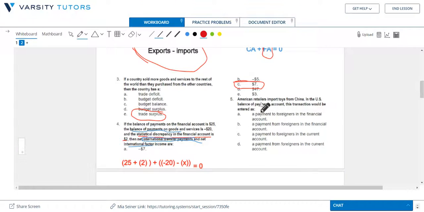American retailers import toys from China. If we bring in toys, that tells me it definitely has to be the current account. The US balance of payments. So let's work this out. If we bought toys from China, we made a payment to a foreigner. So it's a payment to a foreigner in the US current account.